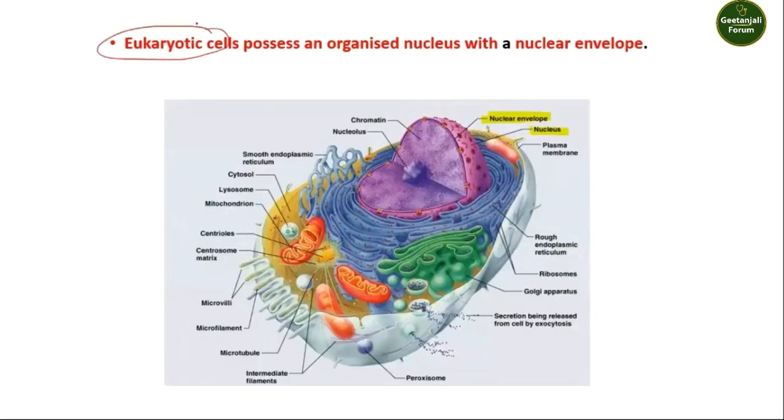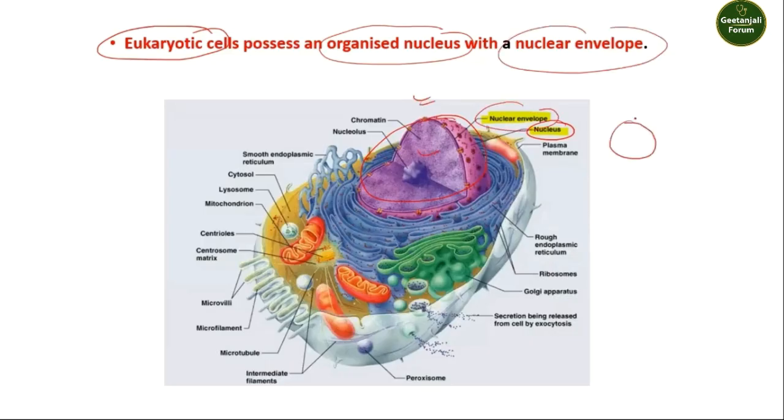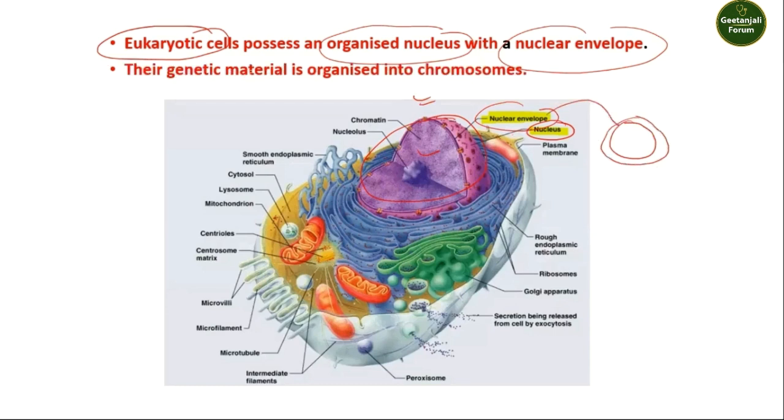Now, in a eukaryotic cell, there is an organized nucleus. This is the nucleus. In a prokaryotic cell, there is no well-defined nucleus, but in eukaryotic cells, there is a nucleus as well as a nuclear envelope. This is the nucleus and a layer surrounding this nucleus is called the nuclear envelope. Nucleus contains the genetic material which is organized into chromosomes. These are chromosomes found in the nucleus and genetic material is found in the chromosomes. For example, DNA is present there.